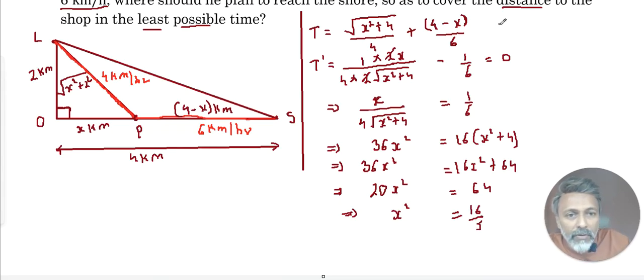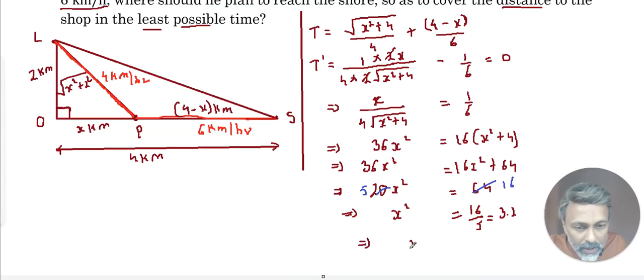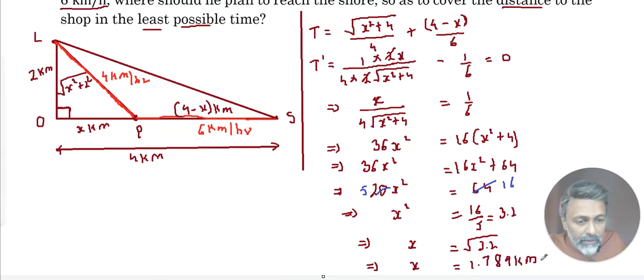We are dividing by 4. 4 16s, 4 5s, and 16 upon 5 is 3.2. So x is equal to square root of 3.2, which is approximately x equal to 1.789 kilometers. And that's what we wanted to know.